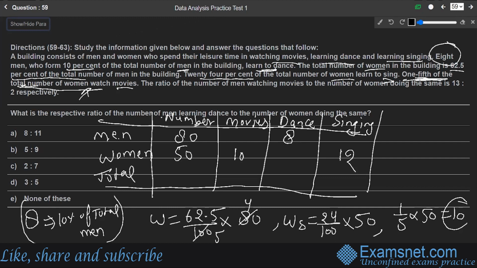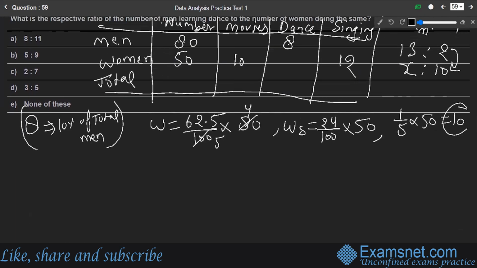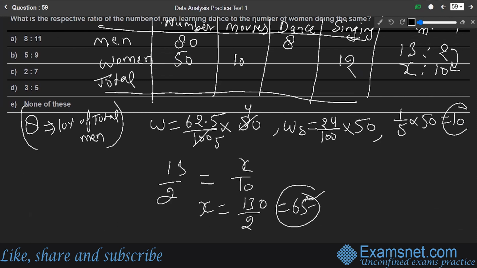Then further he says the ratio of the number of men watching movies to the number of women doing the same is 13 is to 2 respectively. So men movies to women movies, he's saying 13 is to 2. But we already know how many women are watching movies, which is 10. So the 2 part becomes 10, and we need to find the other part. So obviously 13 by 2 is equal to x by 10. If we solve this further, x comes out to be 13 into 10 is 130, divided by 2, that is nothing but 65. So the total number of men who are watching movies is 65.